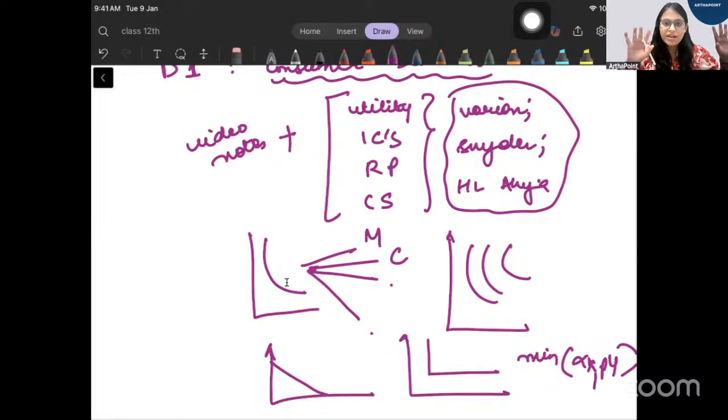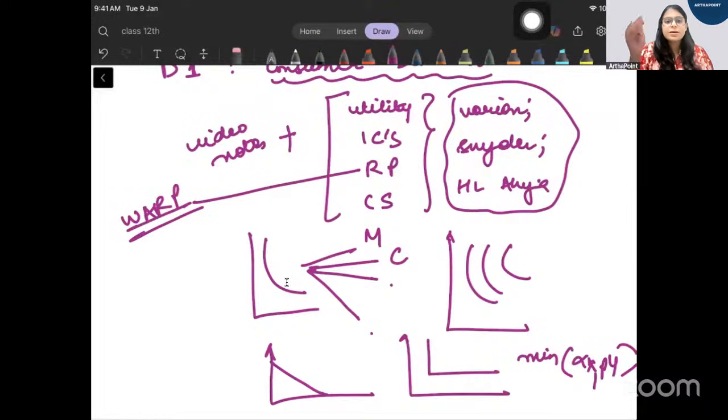I only have 20-25 days in hand. अगर मैं सिर्फ कंज्यूमर थ्योरी पे 5 दिन दूंगी, I won't be able to finish the syllabus. I have to skim through the things that, okay, now I know this, I know this, I know this. Okay, revealed preference. Okay, from ma'am's lecture, I will once look at WARP, one numerical. Okay, SARP, one numerical. Okay, done.